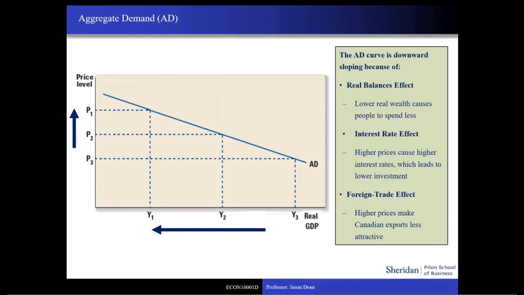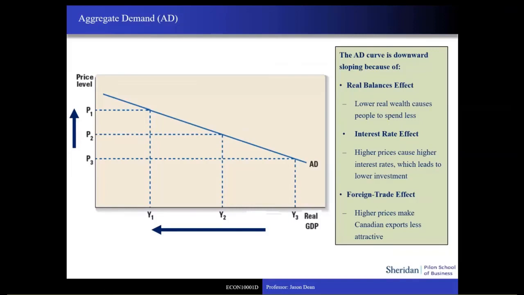So, if the price level is higher, your real balance is lower, like what you can buy is less, so you're going to be buying less. Also, there is a relationship between the price level, changes in the price level, and interest rates. So if you think about a higher and higher price level, say this was changing a lot and increasing a lot, that would mean there's a lot of inflation.